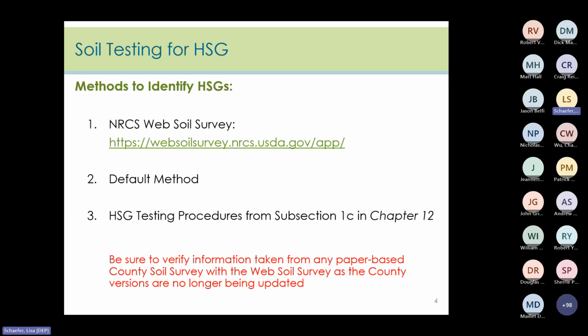So that means the NRCS Web Soil Survey is the first source to be consulted for the HSG information before using the second and third methods. And by the way, NRCS has soil maps and data for about 95% of the nation's counties, so you should be in a good position to use that.